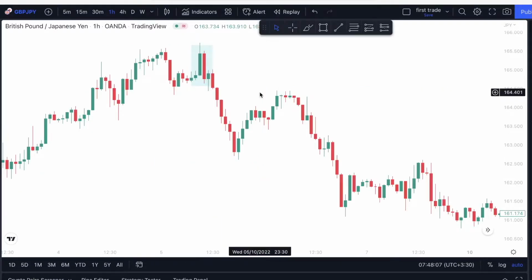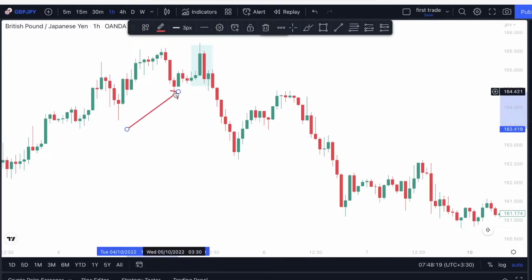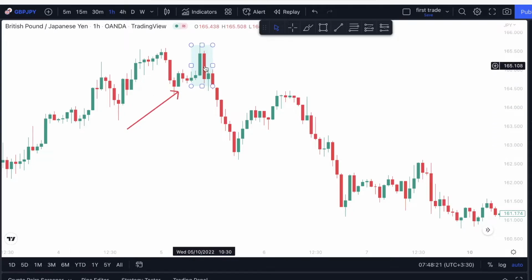Alright, I'm here on GBP JPY, Great British Pound against Japanese Yen, on the 1 hour time frame. I found one example here. Let me explain it better. This is the uptrend here, and after this bearish engulfing pattern, the downtrend begins. The second candle engulfs the first one, and we can see more volatility on the second candle.